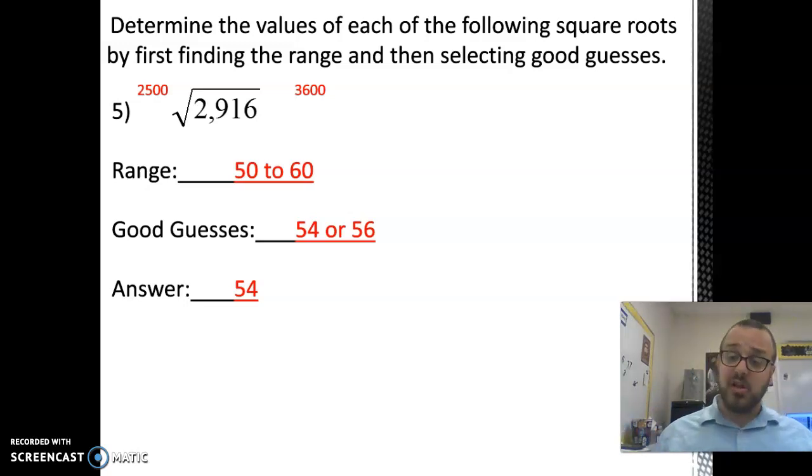So this is how we can use good guesses and our knowledge of perfect squares in order to estimate these larger perfect squares that I may not already know, that are too big to just know off the top of your head, okay?